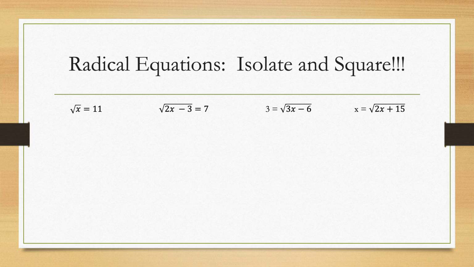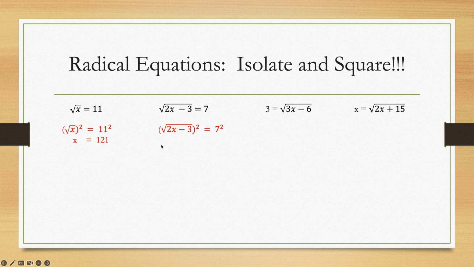Okay. So we've done our stop and start. It's isolate the radical, which in these cases they are both already isolated, and then square both sides. So first one, I square both sides and I get x is equal to 121, because the square root of x squared is x. Because squaring is the inverse of square rooting. They undo each other, so to speak. And 11 squared just means 11 times 11, which is 121.